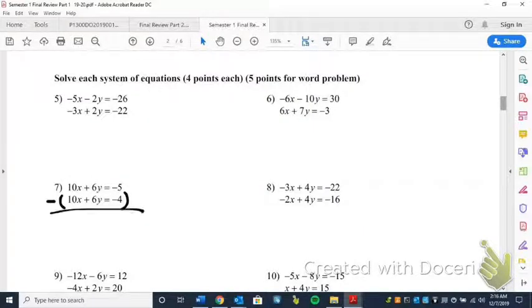7's pretty easy. When you subtract it, you eliminate everything. So you get 0 equals negative 1. That's never true, so it's no solution.